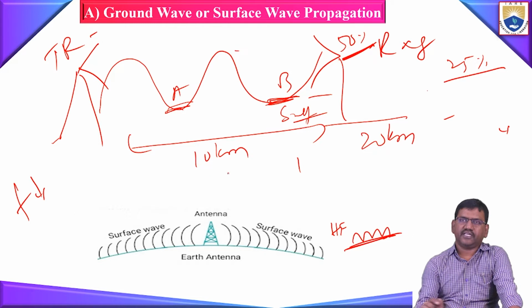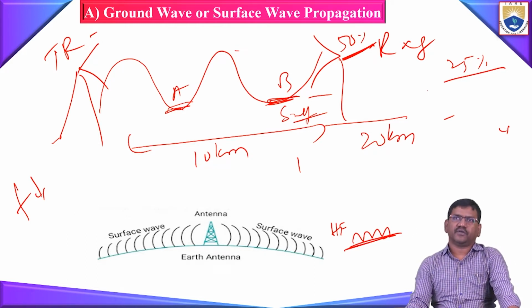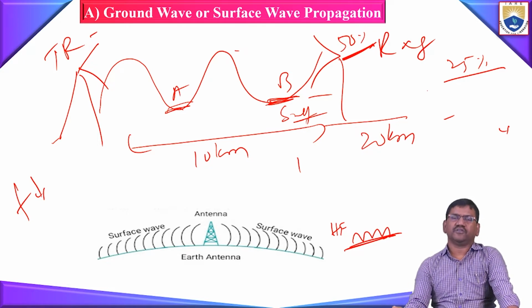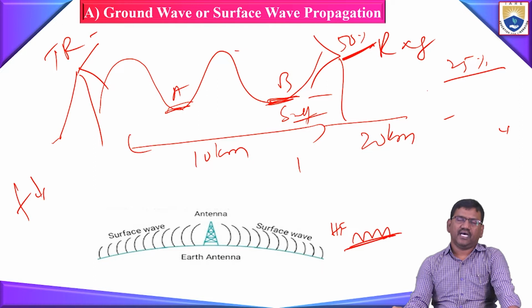That means for a distance of 10 kilometers, 50% of energy is being absorbed by the earth. And after 10 kilometers also, more waves are going to touch the surface of the earth, and some amount of energy is being absorbed by the earth.